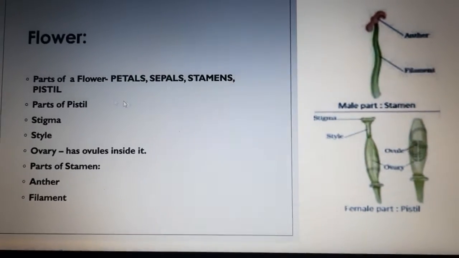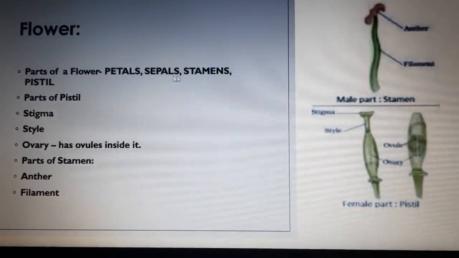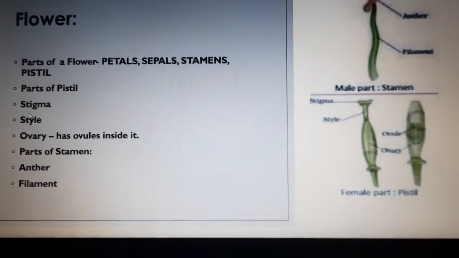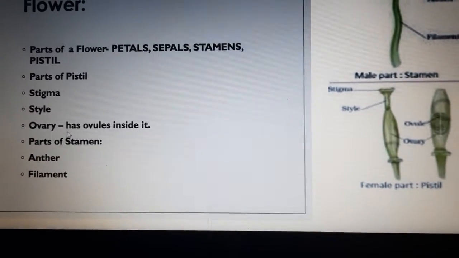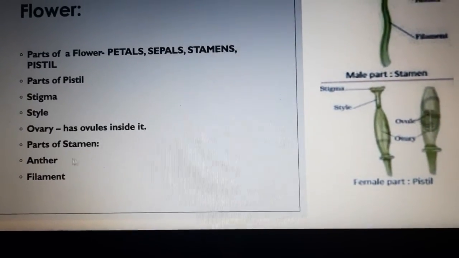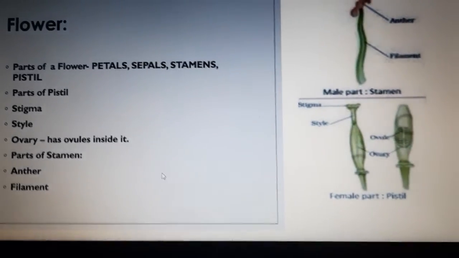Now let's see the parts of the flower. So now we are familiar with all these. Now let's see parts of pistil. As we have already seen, it has stigma and style and ovary, which has the ovules inside it. And when we talk about parts of stamen, it consists of anther and filament.